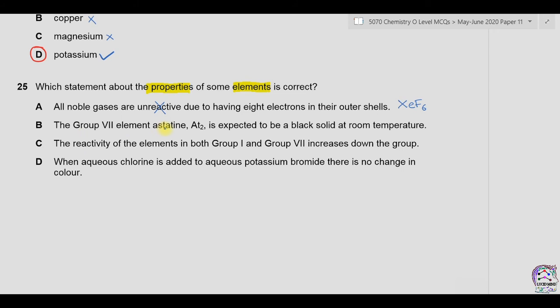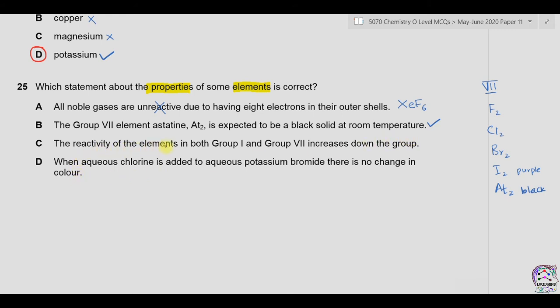B. The group 7 element astatine is expected to be a black solid at room temperature. Now as we know, in group 7 the elements become less volatile down the group, so fluorine and chlorine are gases, while bromine is a low boiling liquid, iodine is a solid and astatine must also be solid. The color also gets darker down the group, so iodine is purple, and therefore astatine must be black. So B seems to be the correct option.